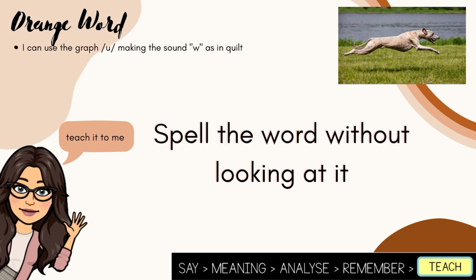Okay, have a turn at spelling the word quickly without looking at it. Quickly.